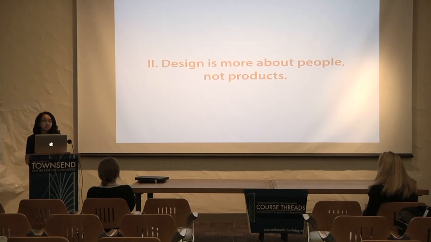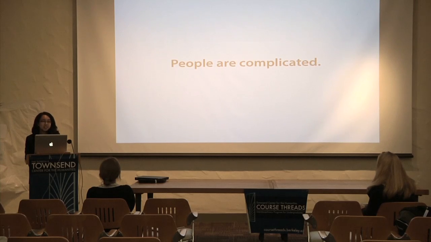Another thing we can learn is design is more about people, not products. So for example, with that earlier chair, it was a great design, but it was just not implemented together correctly. People are complicated. We have all these social, cultural, behavioral, physical factors, systems that we're a part of that you have to take into consideration when you do a design.